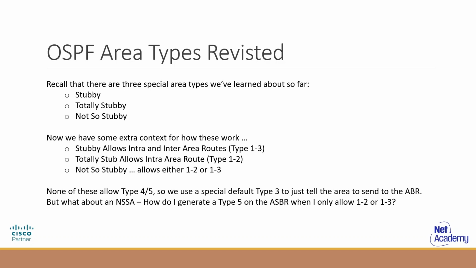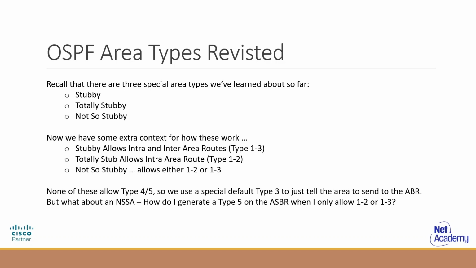That means only Type 1s and Type 2s. And then an NSSA is basically a stub area that also has an ASBR, right? Which is why they call it not so stubby. It's a stub area, but I'm bringing in these external routes. And so it's not as stubby as it could have been if it was a true stub area, right? So depending on how the NSSA is configured, it could either be 1s and 2s, or it could be 1s, 2s, and 3s.